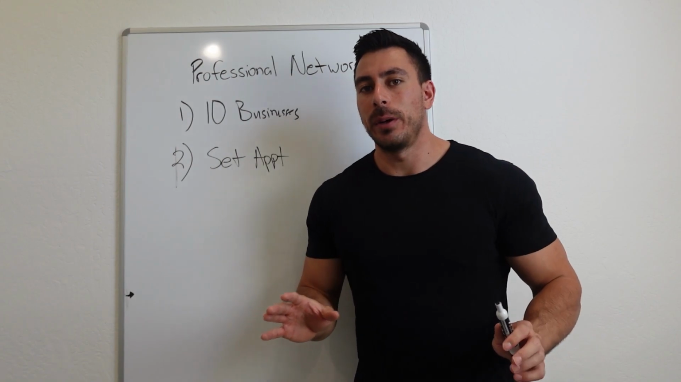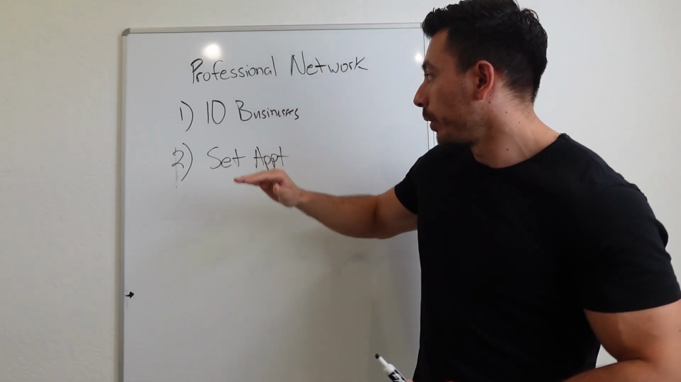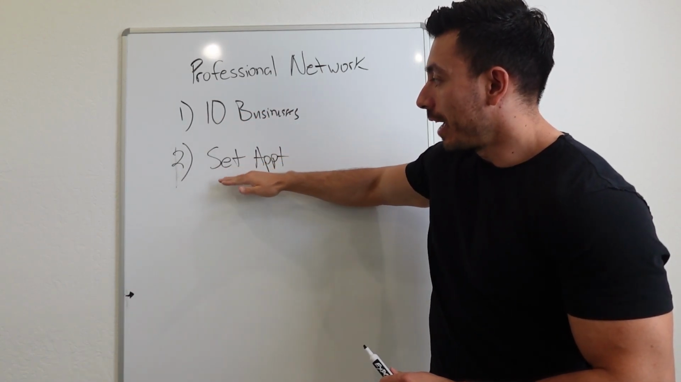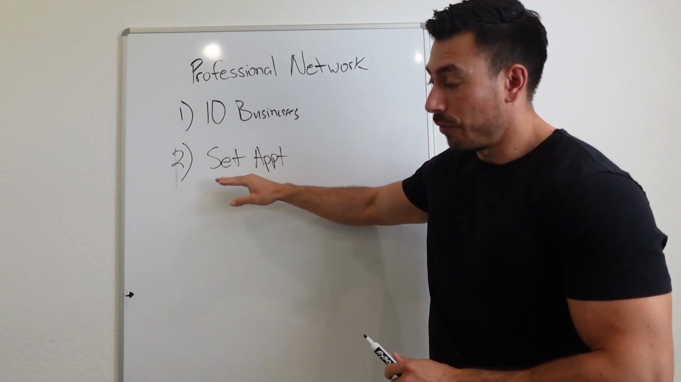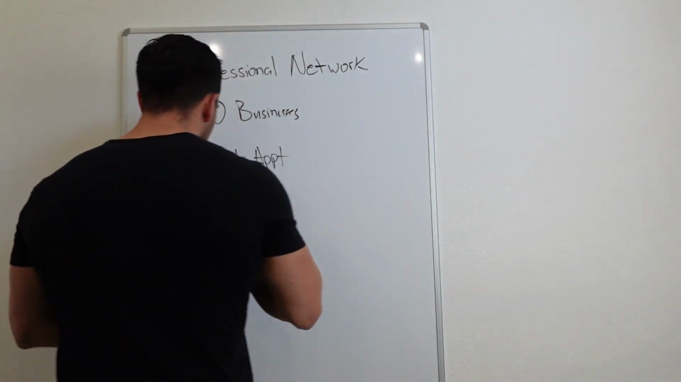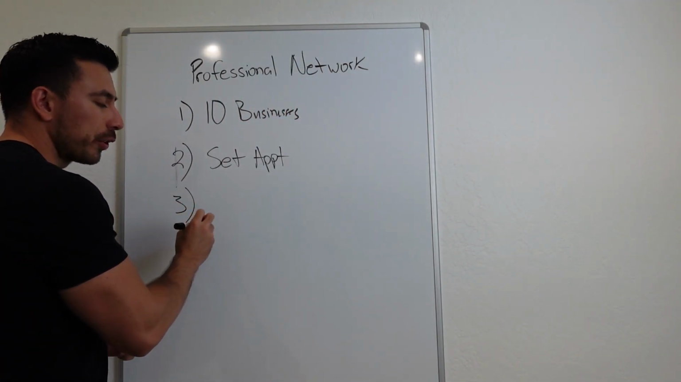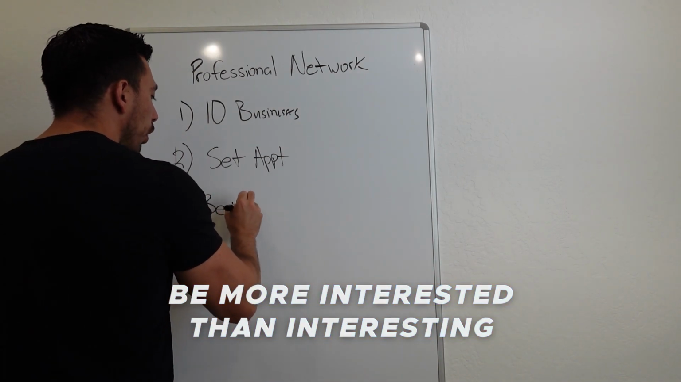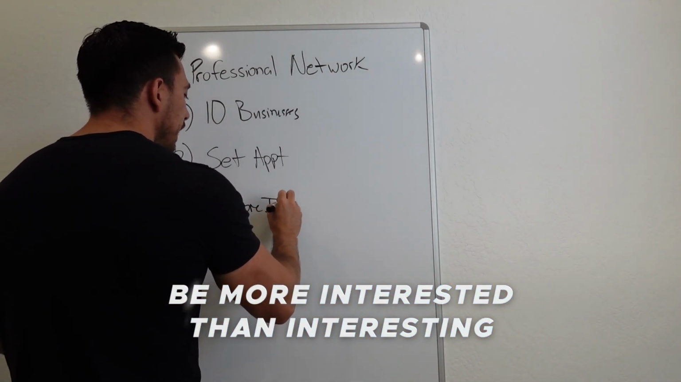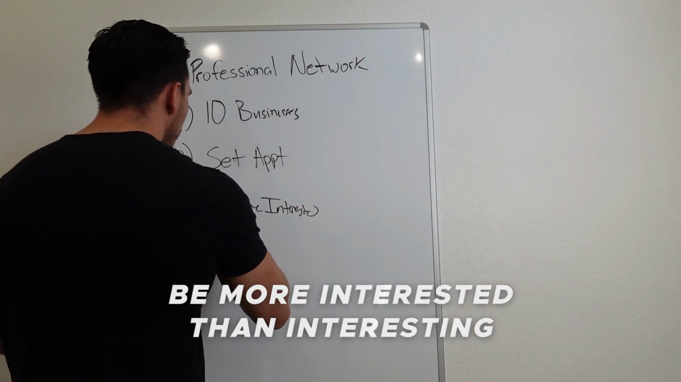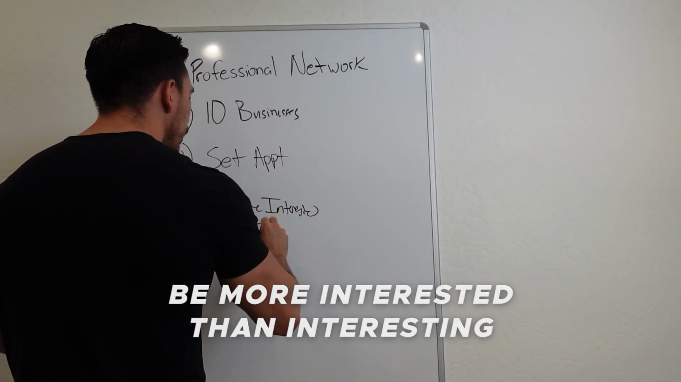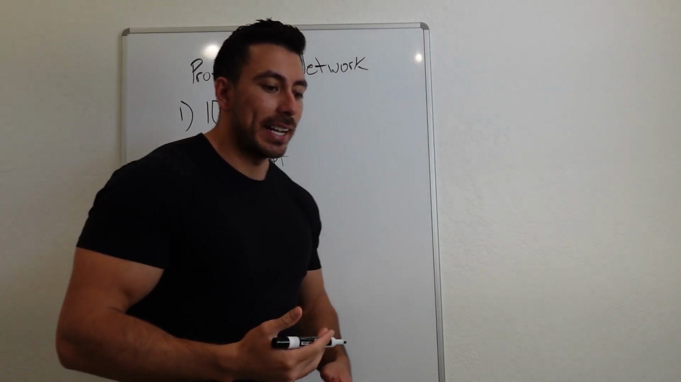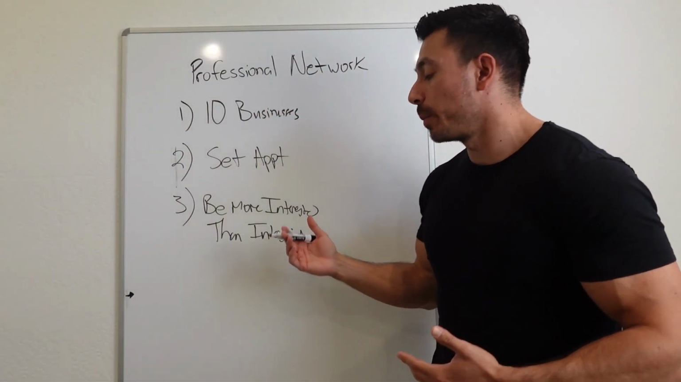So you're going to go on that appointment. In this appointment, okay, this is the third step. So you put 10 businesses, right? Make the list, call them up, set appointments for coffee or lunch, preferably coffee. And then the third thing you're going to do is be more interested than interesting. Okay, so what that means is that in this conversation, you want to make this about them.